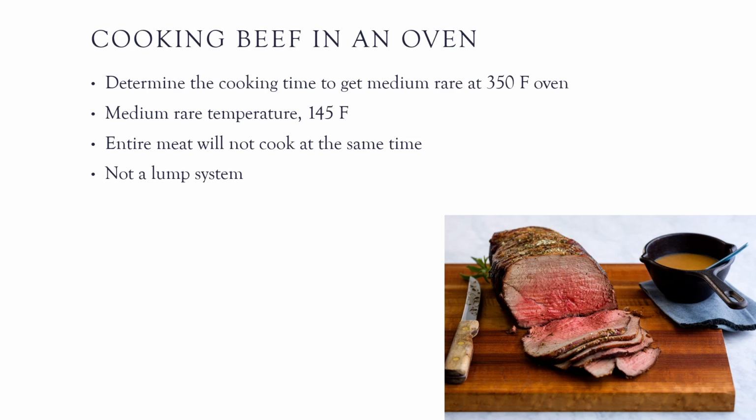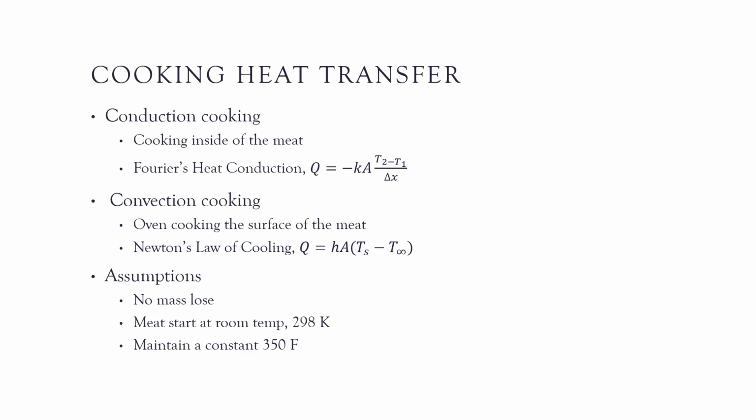The entire meat will not cook at the same time because it's not a lump system. That means that at different locations the temperature will be different. At the outer edge it will be hotter than what is in the center of the meat. In this problem, there are two types of heat transfer being done.